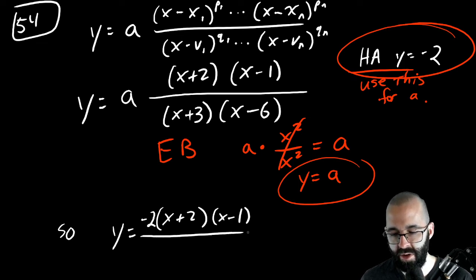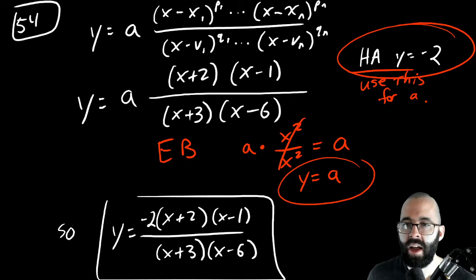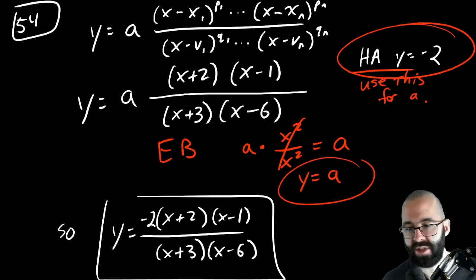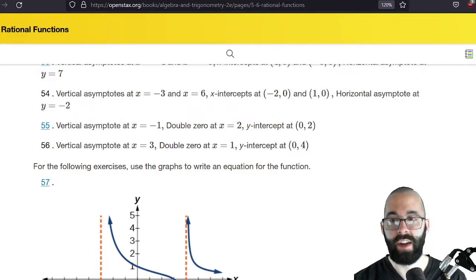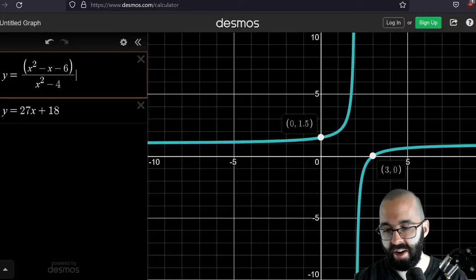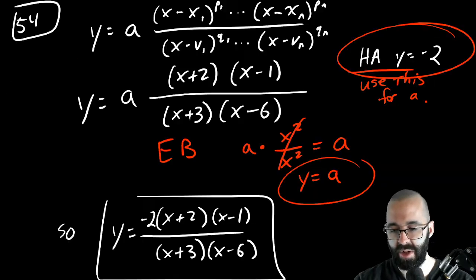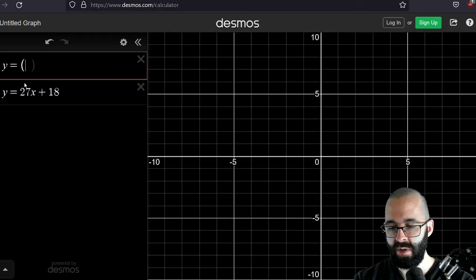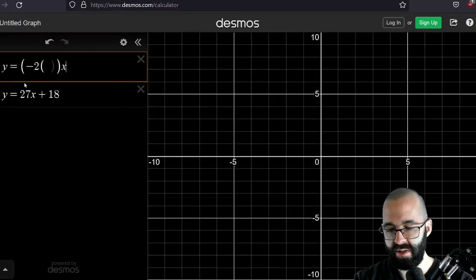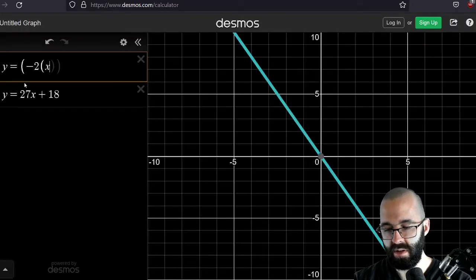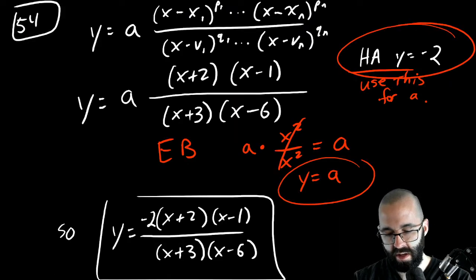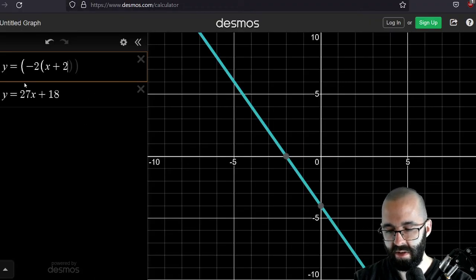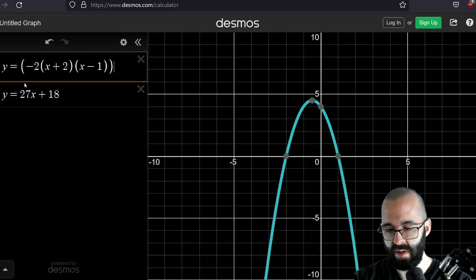You can put the -2 in the numerator if you want, or you can keep it out in front. And every time you're coming up with an equation like this, make sure to check your answer. Okay, let's plot our answer and make sure it satisfies everything it's supposed to. -2 times x plus 2 times x minus 1 divided by x plus 3, x minus 6.